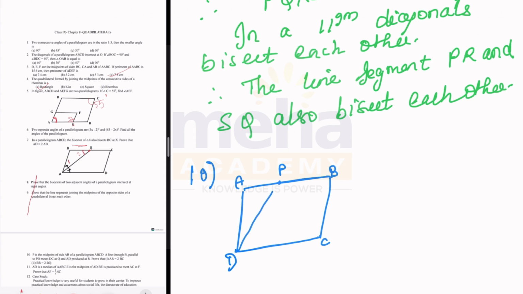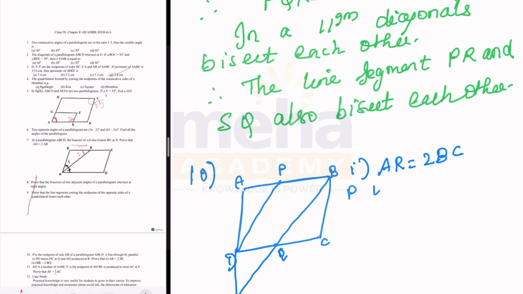PD is connected, and a line through B is parallel to PD. So I will draw a line parallel to PD that meets DC at Q, and AD produced at this point R. They are meeting at a point R. And we have to prove, first, that AR is equal to 2BC.